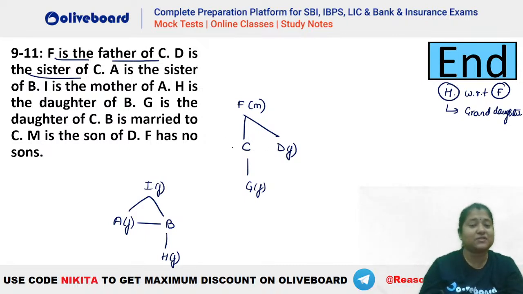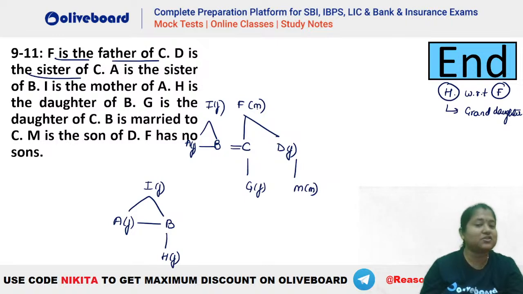B is married to C. So you can see B is married to C. So B will be here. Now you can see that B and A are a couple, right? So we will have your A here. Let's say this is your A, female person, and they have a parent here who is going to be your I. So I is a female person, something like this, right? So B is married to C, done. M is the son of D. So M is the son of D. So you can see M is a male person.